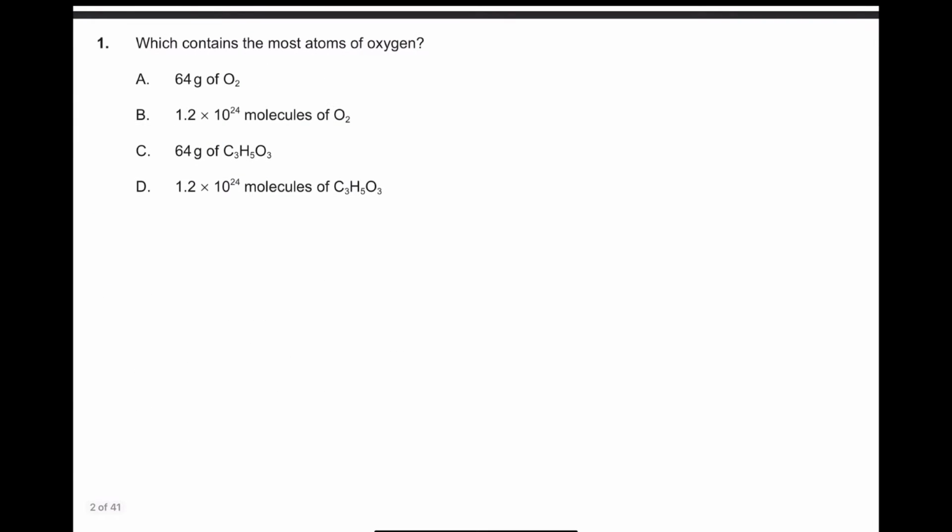In this question, they have asked us to find out which option contains the most atoms of oxygen. The main strategy here is to find which option contains the most amount of the moles of atomic oxygen. Okay, and that would give us an easy solution. So let's start with option A.